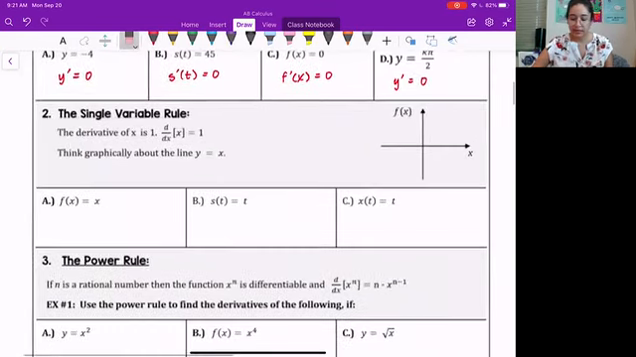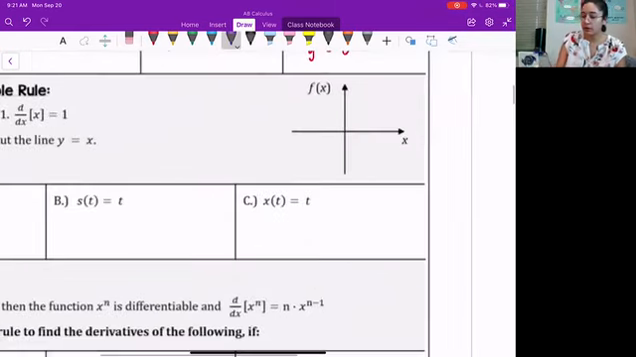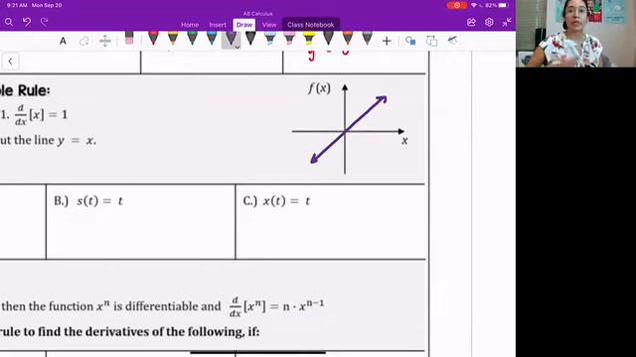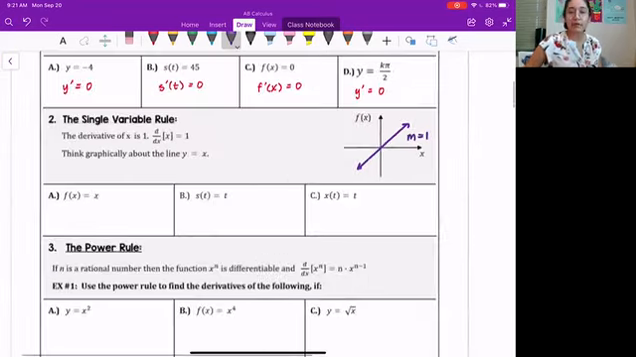Okay, now we're going to go on to the single variable rule. It says think graphically about the line y equals x. So anytime I just have that single variable, that's going to be my linear parent function, y equals x. And think about the slope. Again, the derivative is the same thing as slope. So the slope of this line is 1. The derivative of a single variable is 1.